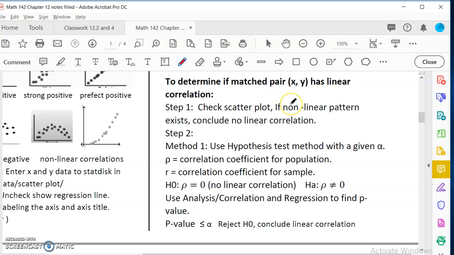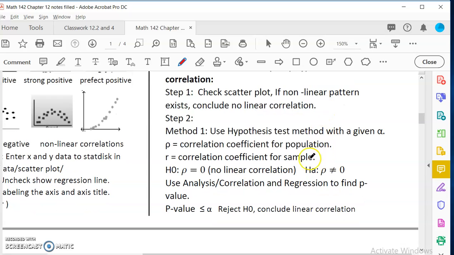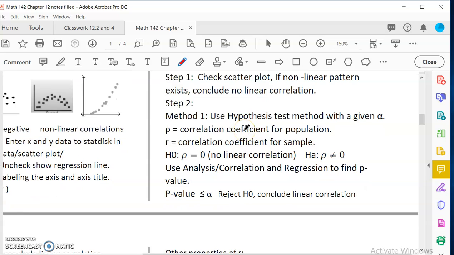So it turns out that it depends on the sample size also. The higher the sample size, the lower the threshold will be. If you have a very small number of data, your threshold is quite high. But in general, these are the steps. First, you have to check your scatter plot to see if there's any nonlinear pattern. If you have a nonlinear pattern, there's no need to check the other things because they are not linear. No matter how good your R is, they're not going to be linear.